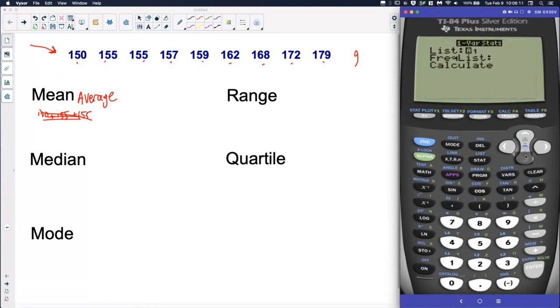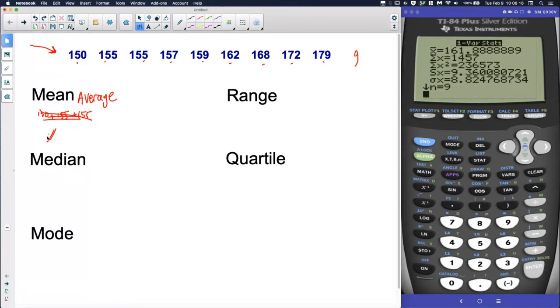So all my numbers are in L1. Calculate. And look, you see this x bar right here? X bar means average. So I got 161, and then 3 sig figs will make it 162. Always do it in 3 sig figs. And then n, that's the number of numbers. I keep hitting my mic. So this was n, the number of numbers we have. N for numbers.